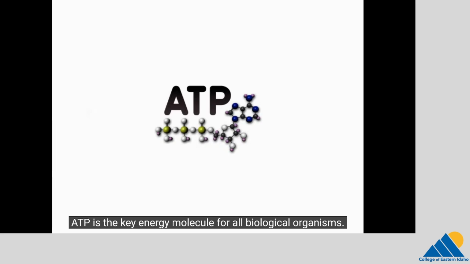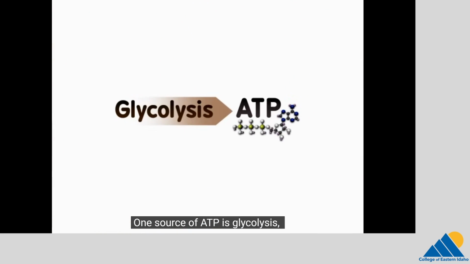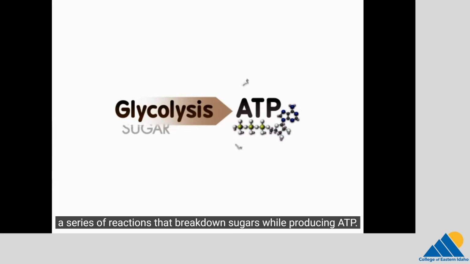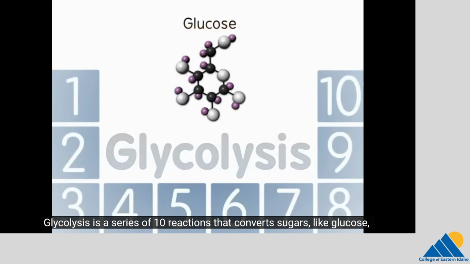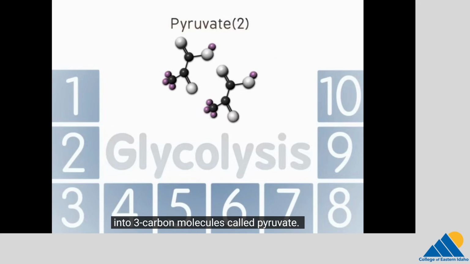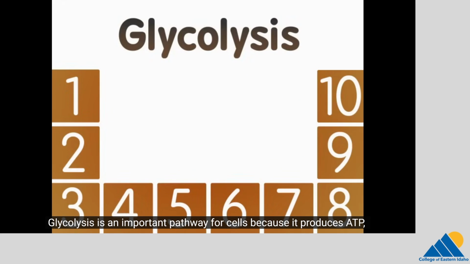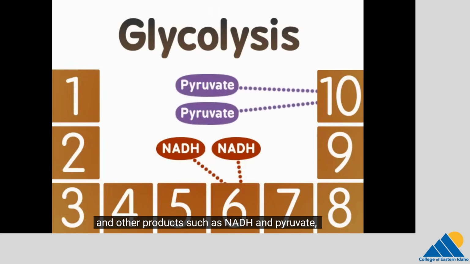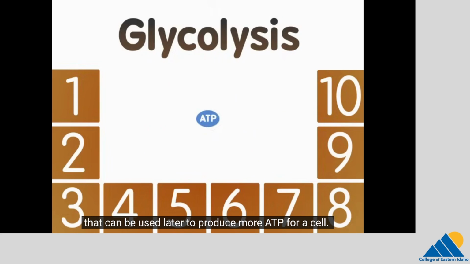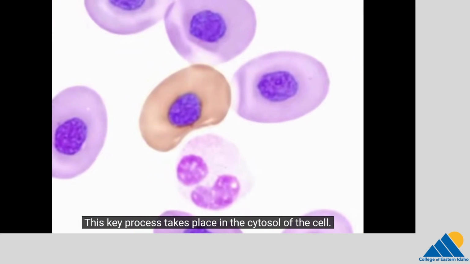ATP is the key energy molecule for all biological organisms. One source of ATP is glycolysis, a series of reactions that break down sugars while producing ATP. Glycolysis is a series of 10 reactions that converts sugars, like glucose, into 3 carbon molecules called pyruvate. Glycolysis is an important pathway for cells because it produces ATP and other products such as NADH and pyruvate that can be used later to produce more ATP for a cell. This key process takes place in the cytosol of the cell.